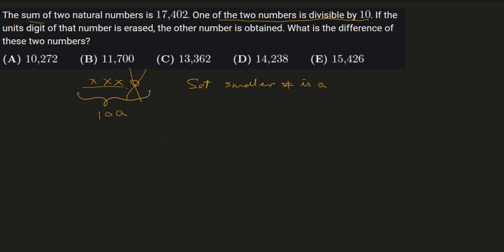And we know that the sum of these two natural numbers is 17,402. Therefore, we can set up an equation. We have 10A plus A equals 17,402, and this is 11A equals 17,402. So we can solve for A. Let's do it.